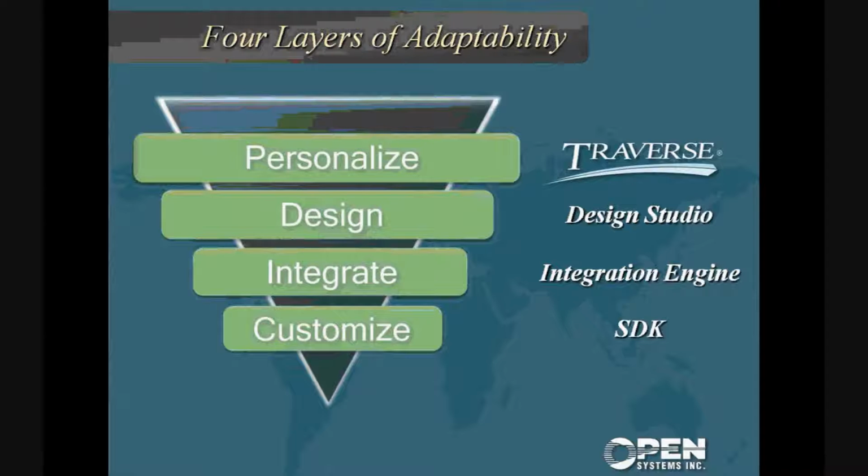The last layer of adaptability is customization. For sophisticated changes to the software, programming code can still be written to accomplish specific functionality to your business. However, this can now be done using the .NET framework. That means these changes can move forward with future service packs, updates, and upgrades to your Traverse business system.